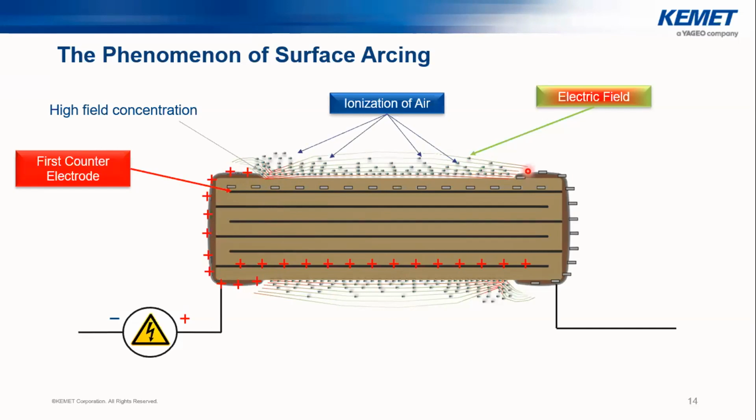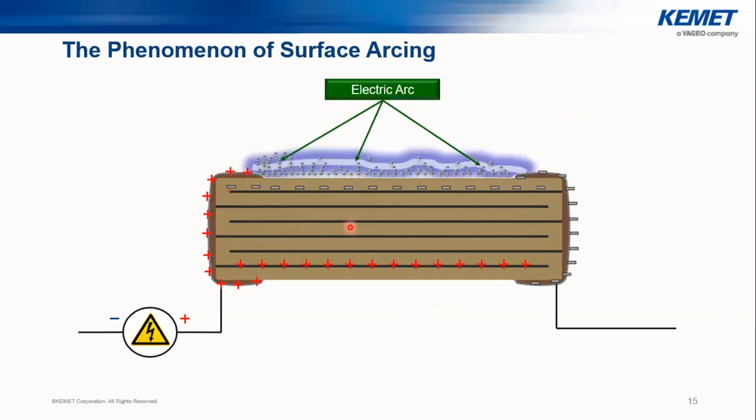But it's not only that. Because of the electric field caused by the terminations and the different charges on our electrodes, we have ionization of air as well. This electric field can ionize the air. Because of that, if you have more moisture or even more contamination, this can get worse and you get more ions on the surface of the MLCC. Then these ions and this electric field can cause electric arcing if it gets enough charge on top.